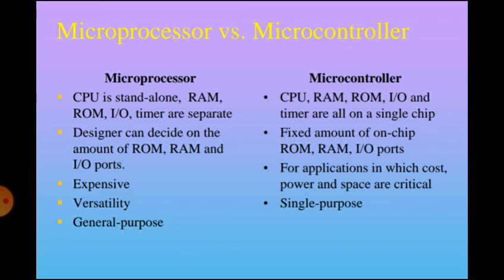In a microprocessor, designers can decide on the amount of ROM, RAM and input output ports. In the case of a microcontroller, there is a fixed amount of on-chip ROM, RAM, and input output ports. The microprocessor is expensive, and has versatility and general purpose use. The microcontroller is used for applications in which cost, power and space are critical, and it is used for a single purpose.